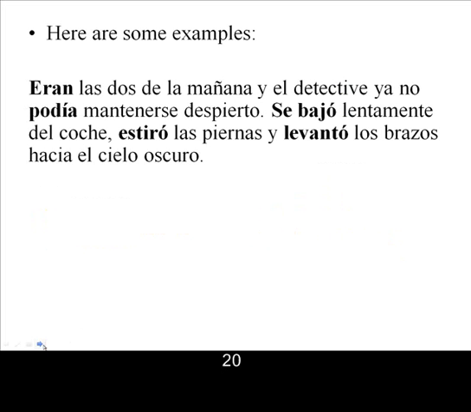Here's a short story that will show you the differences. Eran las 2 de la mañana. El detective ya no podía mantenerse despierto. Se bajó lentamente del coche, estiró las piernas, levantó los brazos hacia el cielo oscuro. Okay, so here we have eran las 2. We're setting the scene with the time. Ya no podía mantenerse despierto. He was so tired he couldn't stay awake. Okay, again, we're setting the scene of how he was feeling. Se bajó lentamente. Okay, event. Estiró, event. Levantó, again, event.